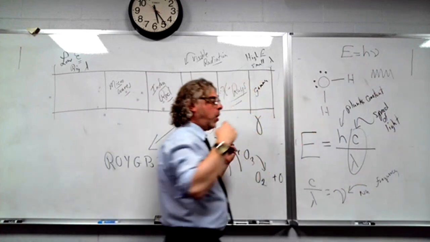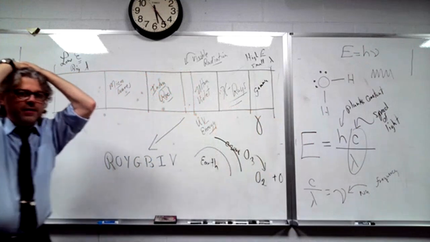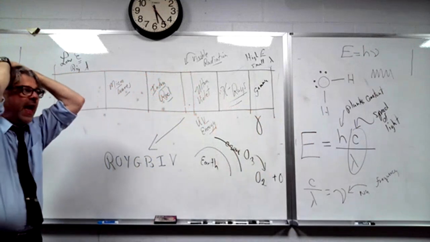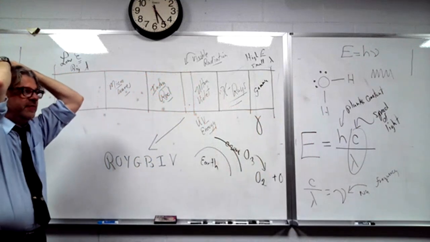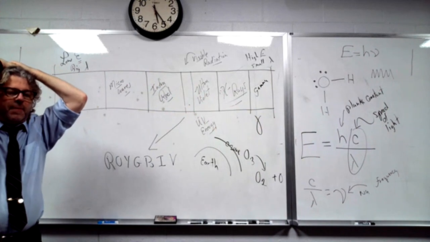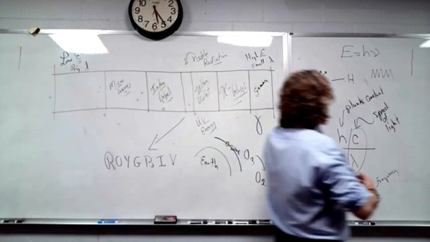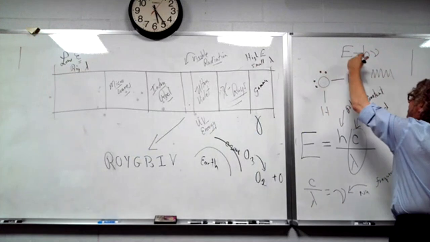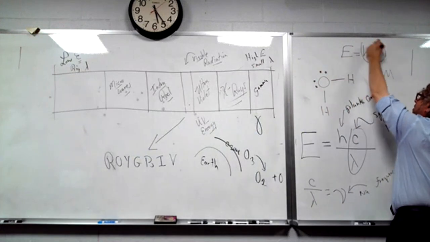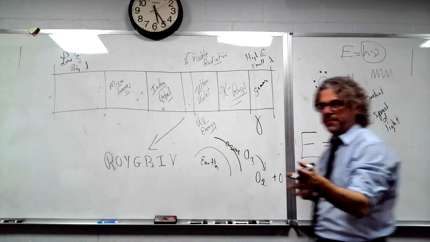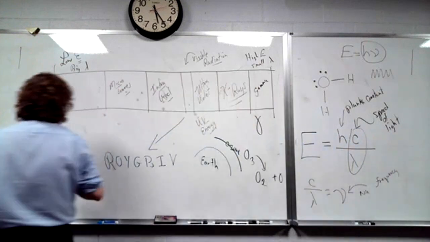Getting past that, it's hard to discuss a photon because it doesn't have any mass. So we actually write the symbol for a photon as a chemical equation. All right. So instead of saying just energy, which could be heat energy, this is the energy of a photon, h nu. Where do you see this?